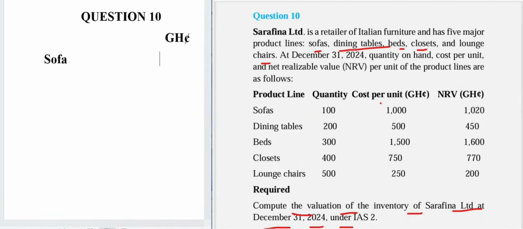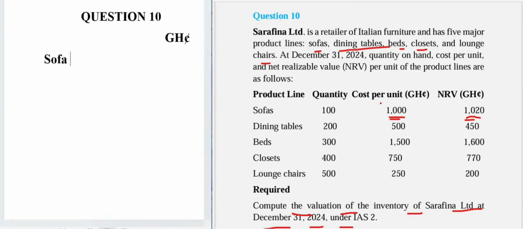So far, what is the cost? If you come here, you realize that the cost is 1,000 Ghana cedis. NRV is 1,020. And this NRV is also per unit. The question said up there that the cost and the NRV are per unit. So this is the cost per unit, NRV per unit, right? If you compare the two, you see that the cost is the lower, the 1,000 is the lower. So pick this 1,000 and multiply by the quantity, right? It's as simple as ABC.